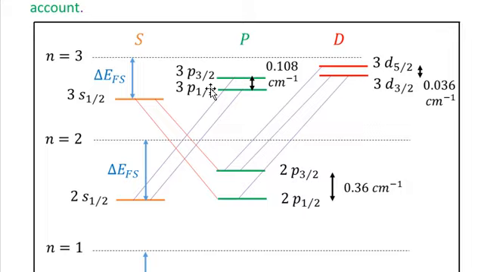So I have shown in this figure two states of the p electron. One is the 2p electron, and the second, higher state is the 3p electron. And this 2p electron has two levels. That is the case of a doublet. That is, I have 2p1/2 and 2p3/2, and the energy gap between them, which is the fine structure energy, is also shown, which is equal to 0.36 centimeter inverse.